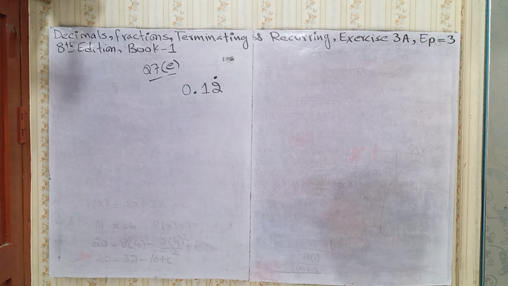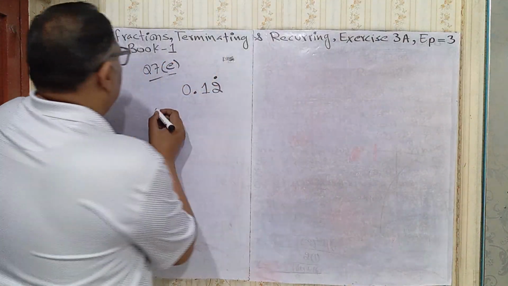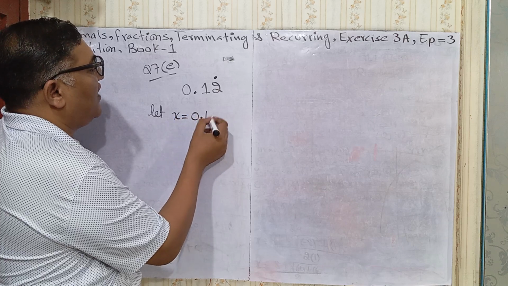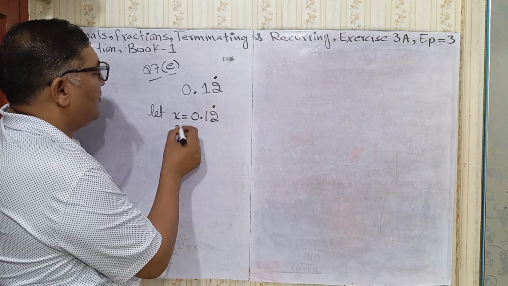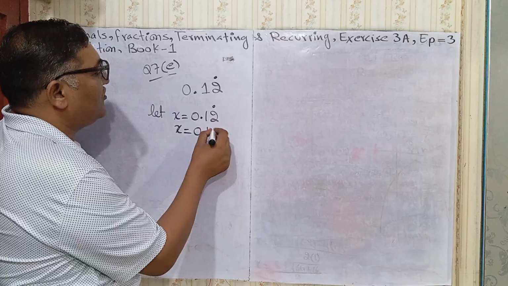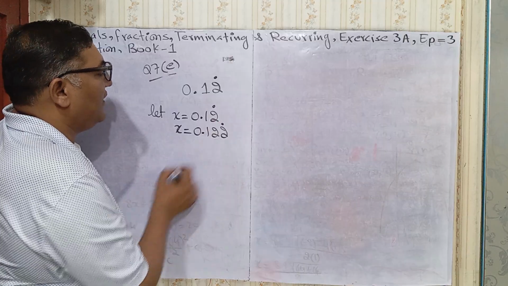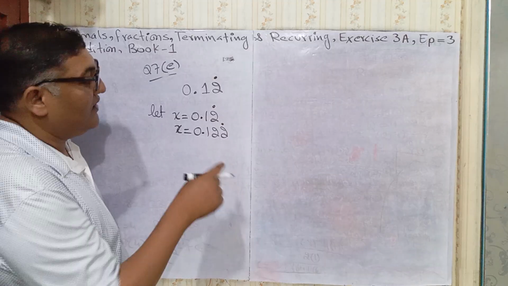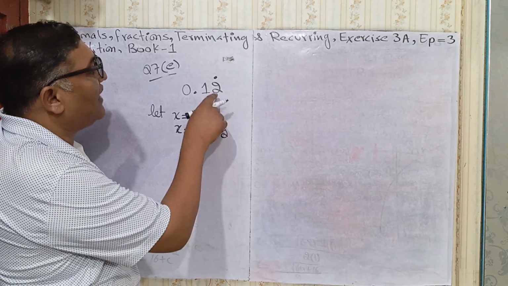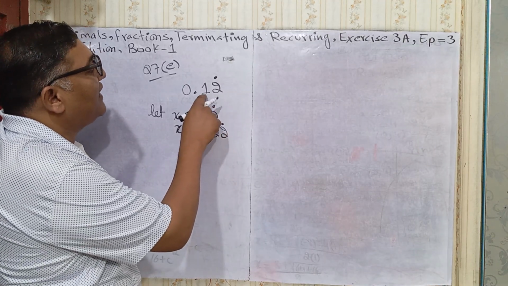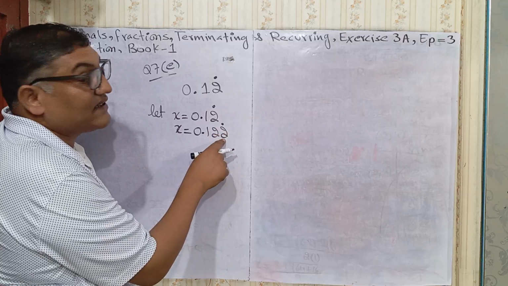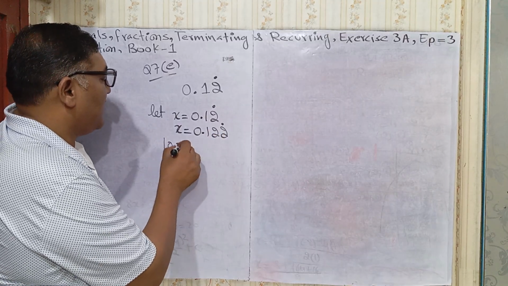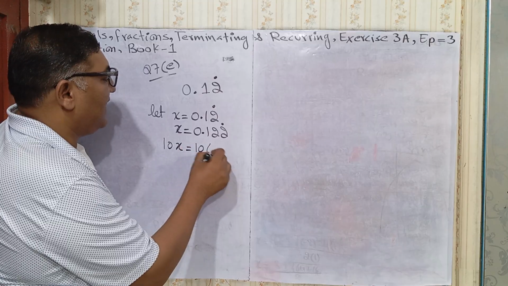So I will write here, let x equal 0.12 with the dot on it. So I can write it 0.122 with a dot. Then I will multiply in such a way that this 2 dot should come on this decimal place. This is my second decimal place, this is on the third decimal place, so I need to multiply it by 10, to bring it to the same decimal place.